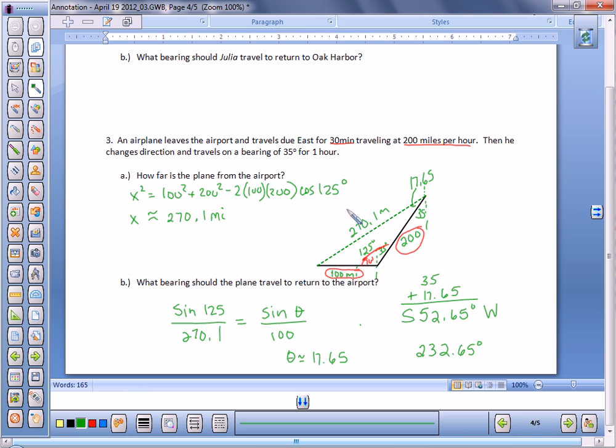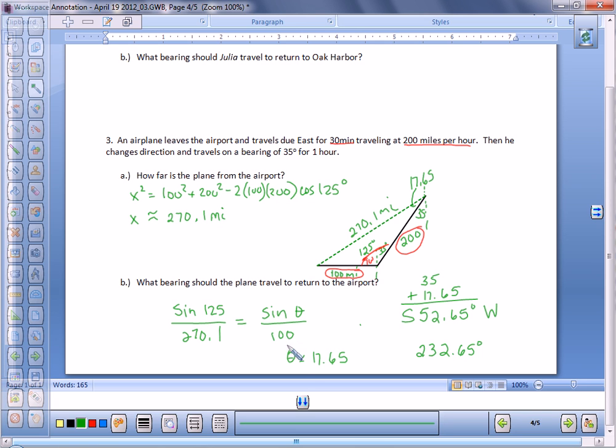All right, the next part B, what bearing should the plane travel to return to the airport? And in 6th period, we discussed how this would be a very tricky angle for a commercial airline to make, but let's go ahead and answer the problem here. To answer this, we can simply use law of sines. Start with what we know both of now. Sine of 125 over 271 is equal to sine of what we're trying to find out, theta, over 100.